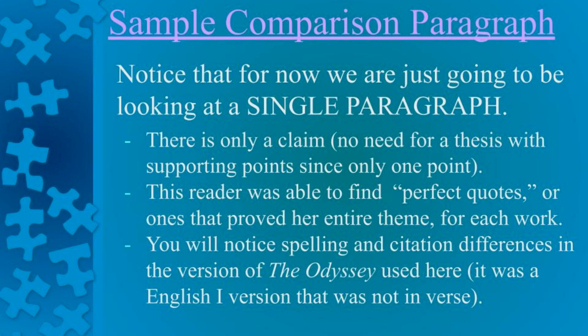So what I'd like to share with you now is a sample comparison paragraph, but a few notes as you look at this. First, this is not an essay, it's a single paragraph, so you're only going to see a claim. There's no thesis. But it does give you an idea of what a body paragraph looks like that has perfect quotes, meaning they only needed 1 for each work of literature. But when you look at this, understand that the Odyssey citations and spellings are going to be a little different because it's a different version of the Odyssey.